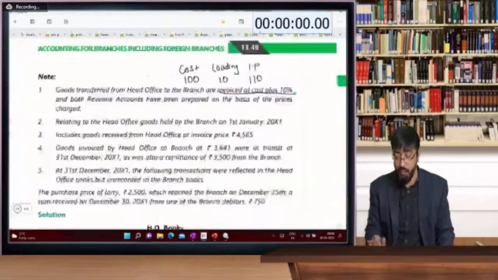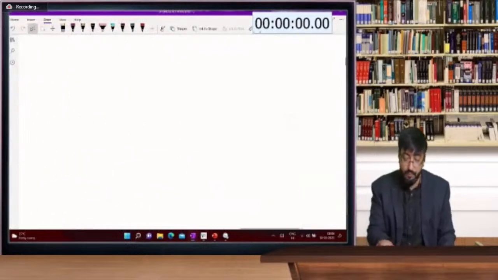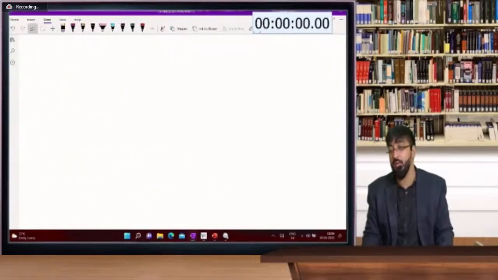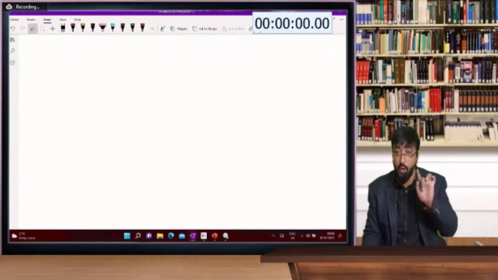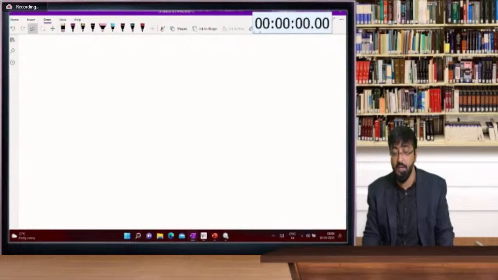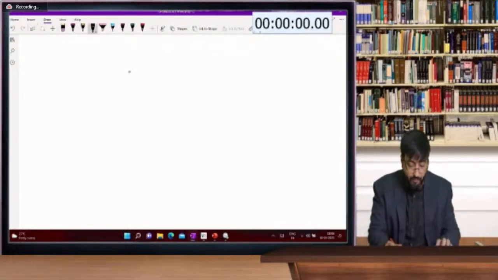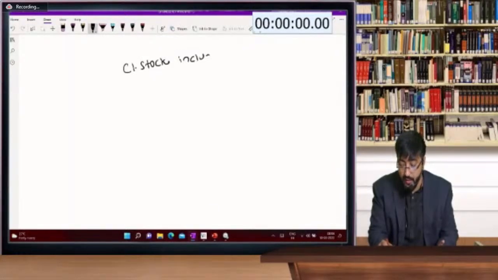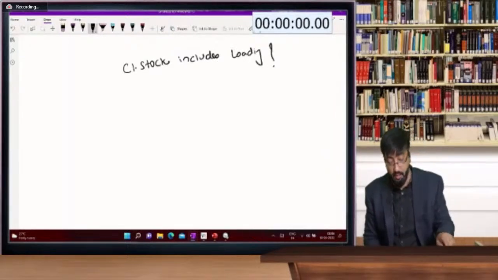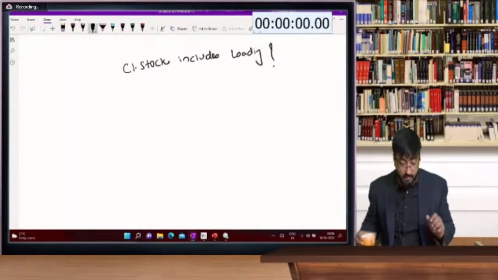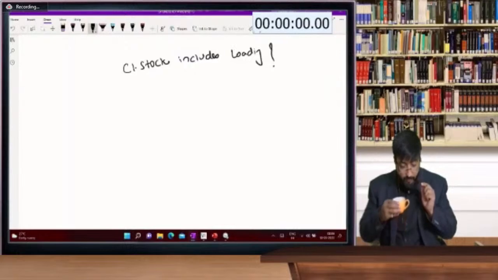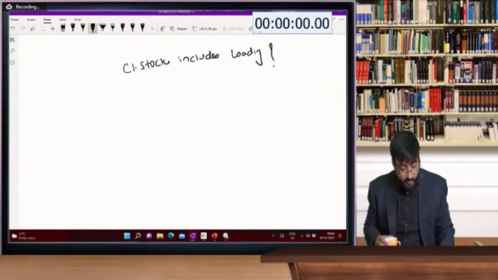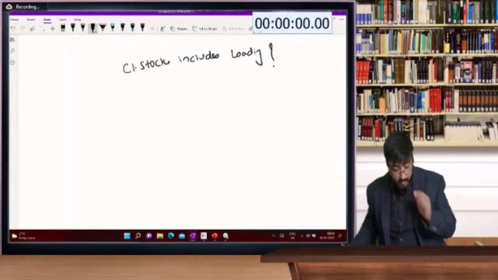Now, I'm telling you one important point. Whose closing stock is inclusive of loading? You have to answer my question because departmental we already covered. So you have to tell me whose closing stock, I'm not going into detail. Closing stock includes loading. Tell me whose closing stock includes loading. I'm waiting for your answer in the comment section.